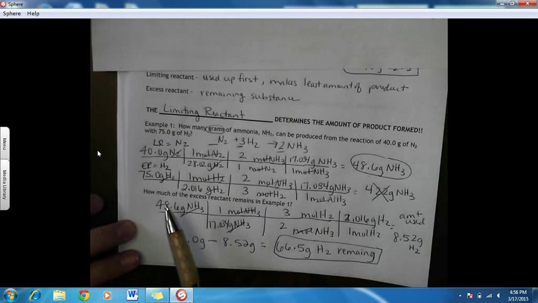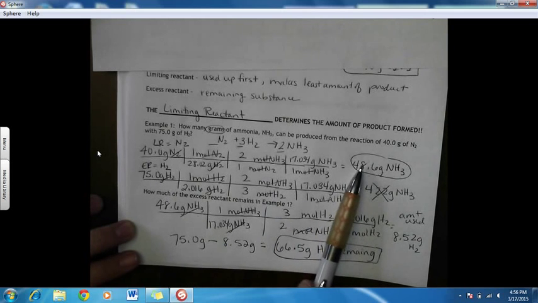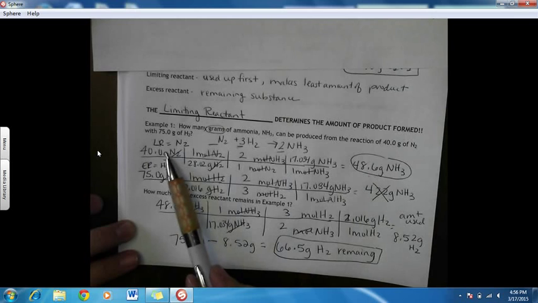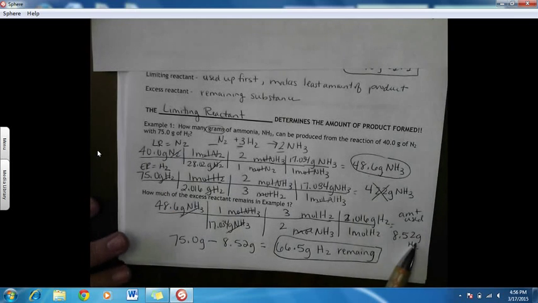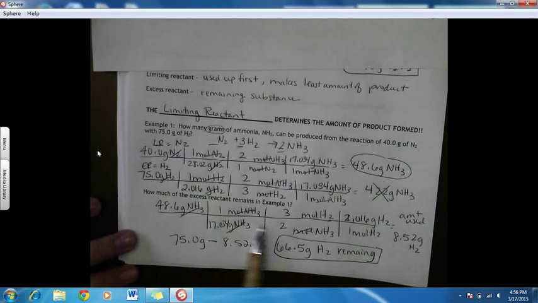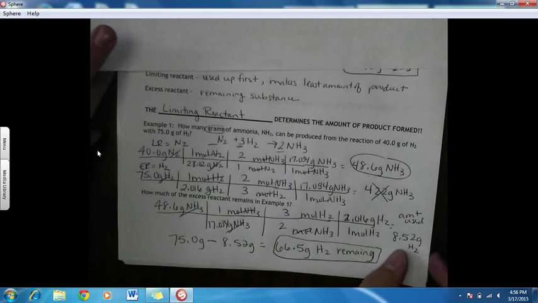So you could either take the amount of product formed or the amount of the limiting reactant that you started with and convert to your excess to determine the amount of excess used, and then subtract them to find the amount that remains. Alright, so you do the practice problem, and then I'll come back in a moment and we'll look at it together.